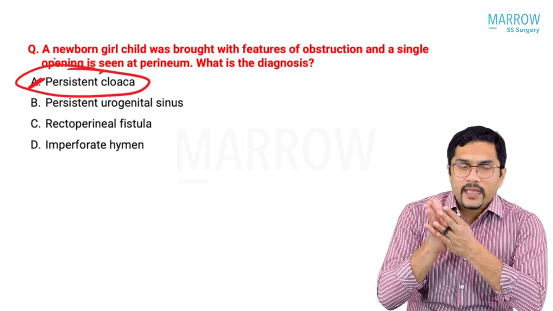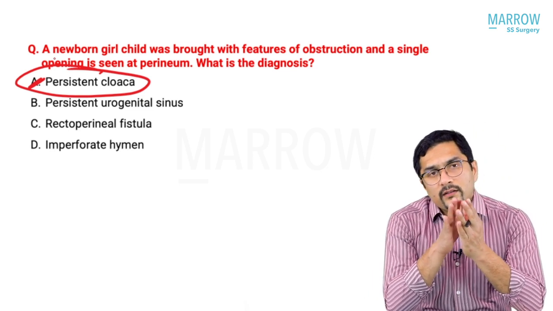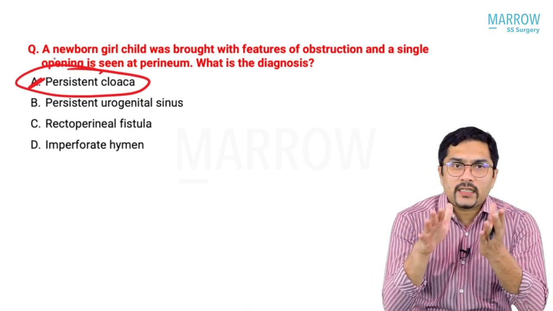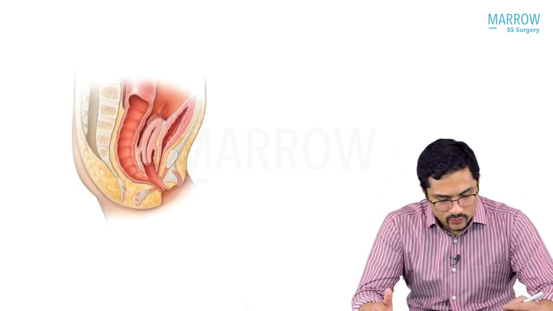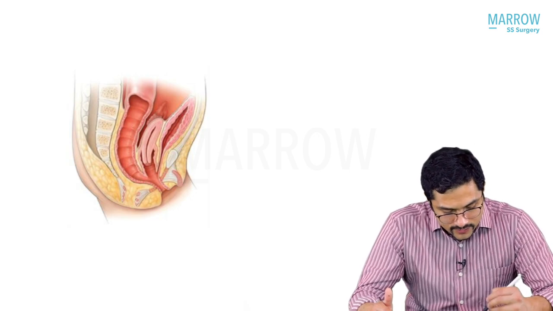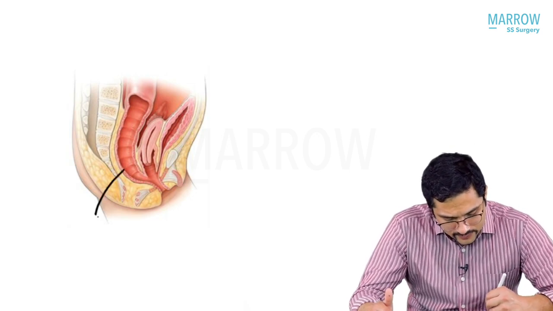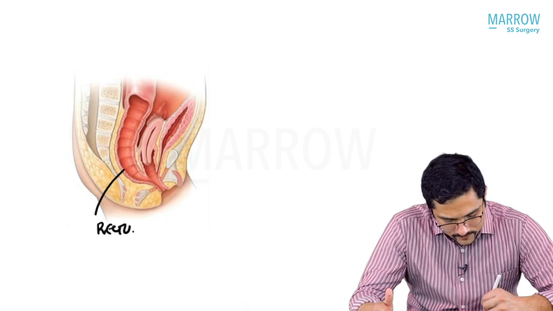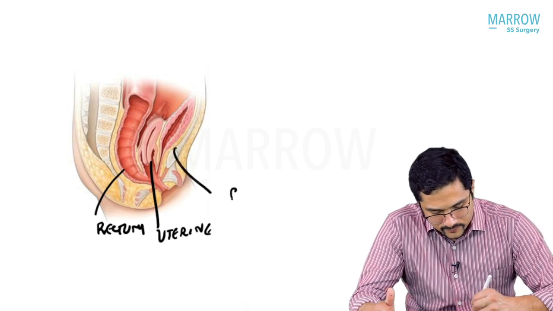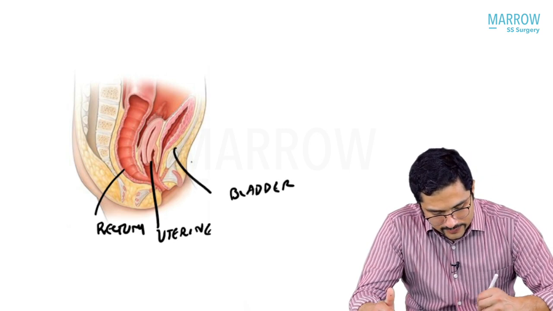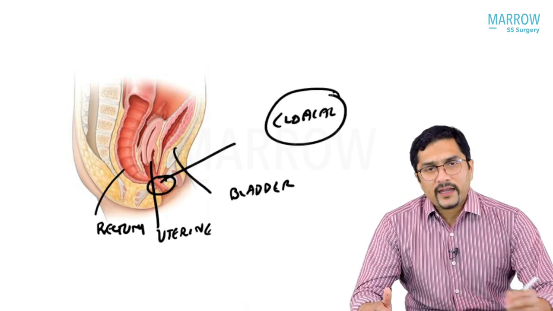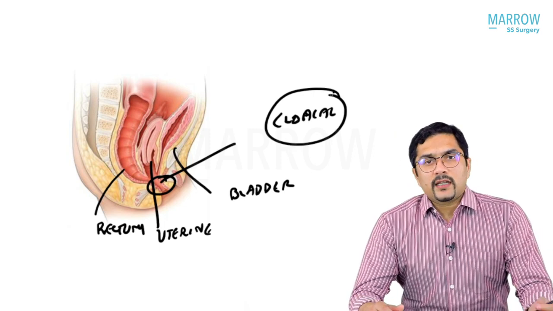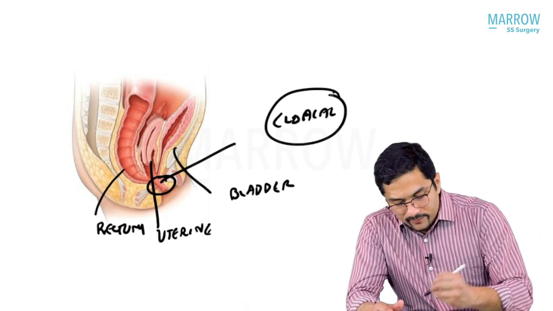You know that during embryogenesis, the fecal passage and the urogenital passage get separated, right? But if they don't get separated, it is going to give rise to a persistent cloaca. So you can see here that the rectum, the uterine, and the bladder opening are common, and this common opening is known as a cloacal opening, and this is classified as one of the anorectal abnormalities, anorectal defects which are there.